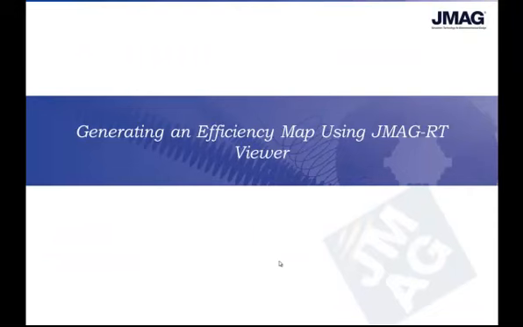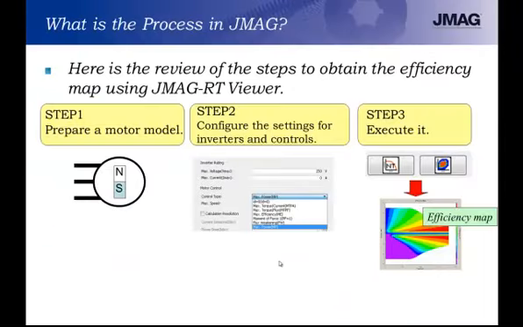So let's see how JMAG-RT Viewer can generate an efficiency map. The process in JMAG is to start with preparing a motor model. Then take this motor model into JMAG-RT Viewer and configure the settings for the inverter and the control type. Then, in JMAG-RT Viewer, we click on the Efficiency Map button and generate the efficiency map.